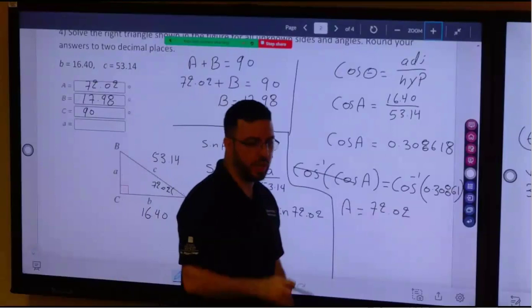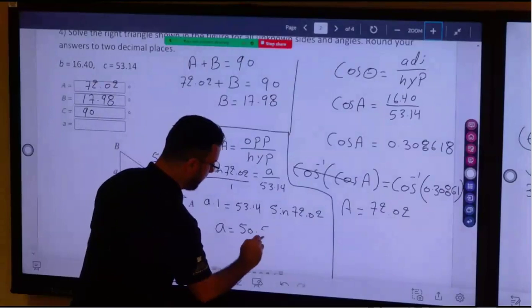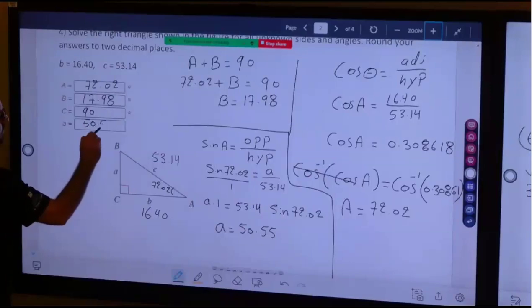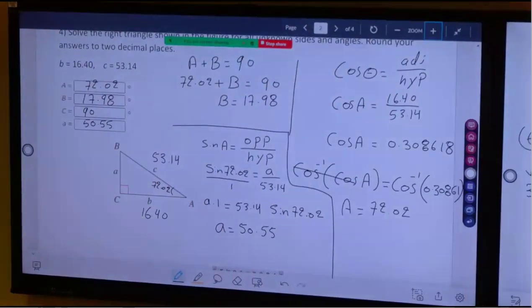50.54. Did they ask you to round to two decimal places? Yes. Yeah, I got 55, so it would be 50.55. That means A is going to be 50.55. Yes, you have to round. No, but it's 50.48. For me, it came out 50.55. Oh, yeah. Use Pythagorean. Do you know why? Because you're using the whole number. Oh no, this was for the other. Oh, okay.